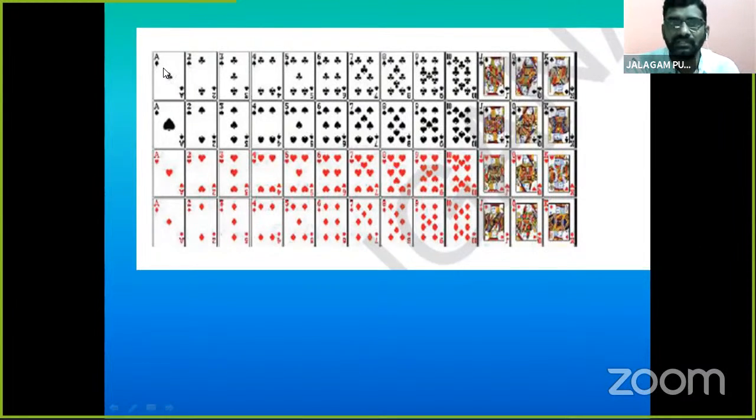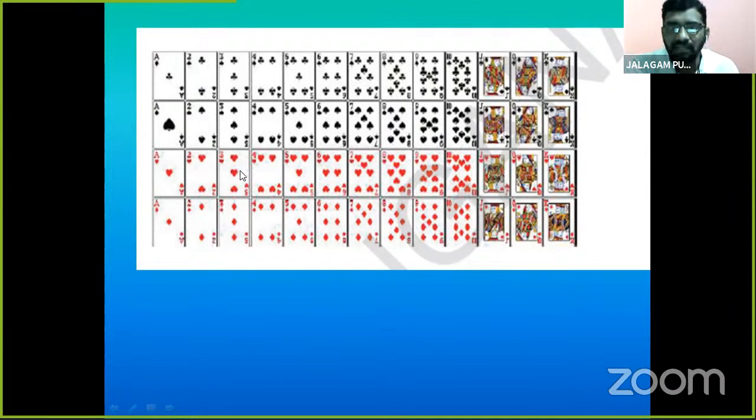See children here, A, 2, 3, 4. You are 13. The first row is black clubs. And second row, watch here, black spades 13. Here first one 13, second one 13. So total black colors how many? Yes, 26.